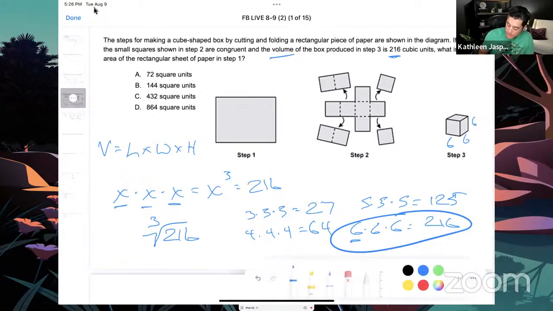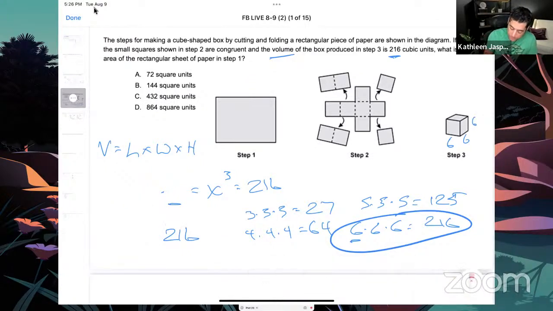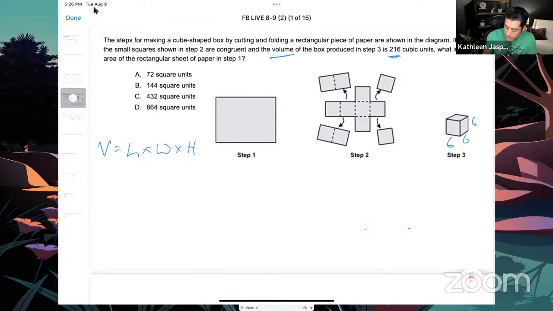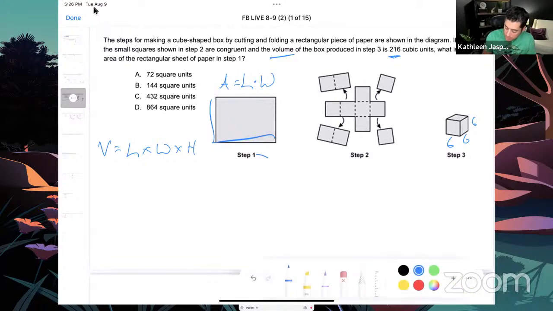So I'm going to erase this to make some more room. And now we just work backwards, volume. And now we need to figure out really what the question is asking. It said, what is the area of the rectangular sheet of paper? So I want the area here. Area is equal to length times width. So I need these dimensions, and I'm going to figure out these dimensions by using these blocks here.